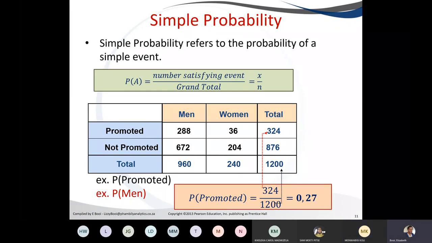Are you done calculating the probability of men? Let's see if you got the answer right. The probability of men will be given by the number satisfying the simple event men, regardless of whether they were promoted or not promoted. Therefore, there are 960 men. So it will be 960 divided by 1,200, which gives us 0.80. Agree? And that's how you calculate the simple probability.